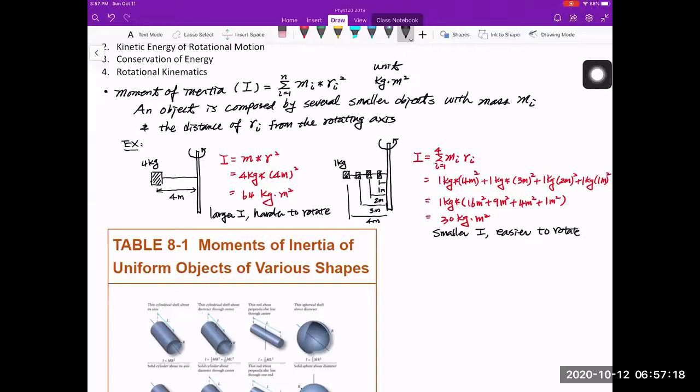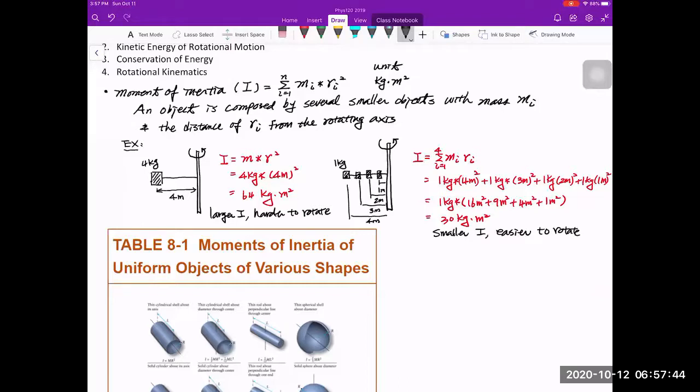And you can also think about this as a change of the rotation. If things start rotating and you want to stop it, which one is easier to stop? Well, the smaller I means it is easier to stop, whereas the larger I will be harder to stop. So that's the moment of inertia.